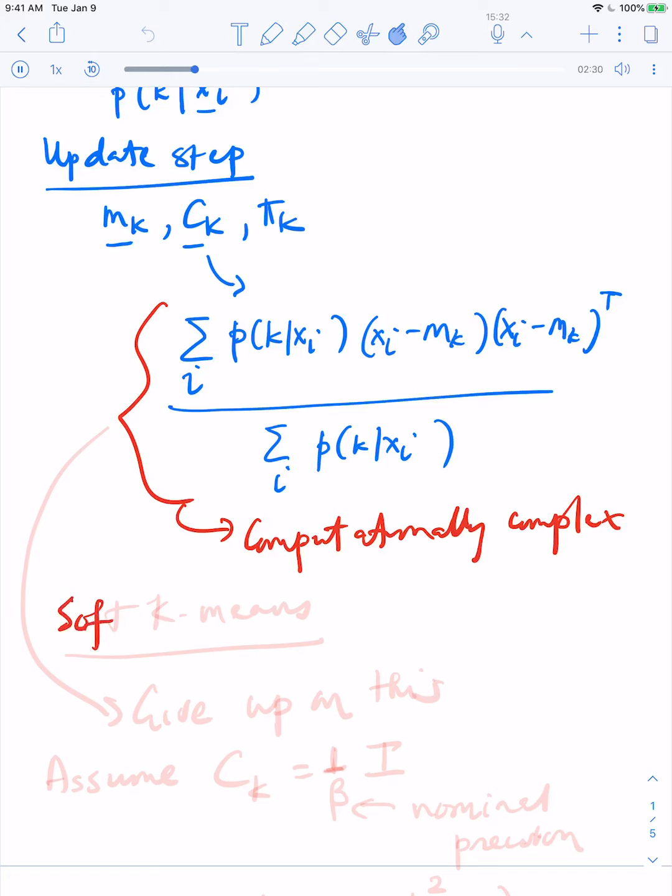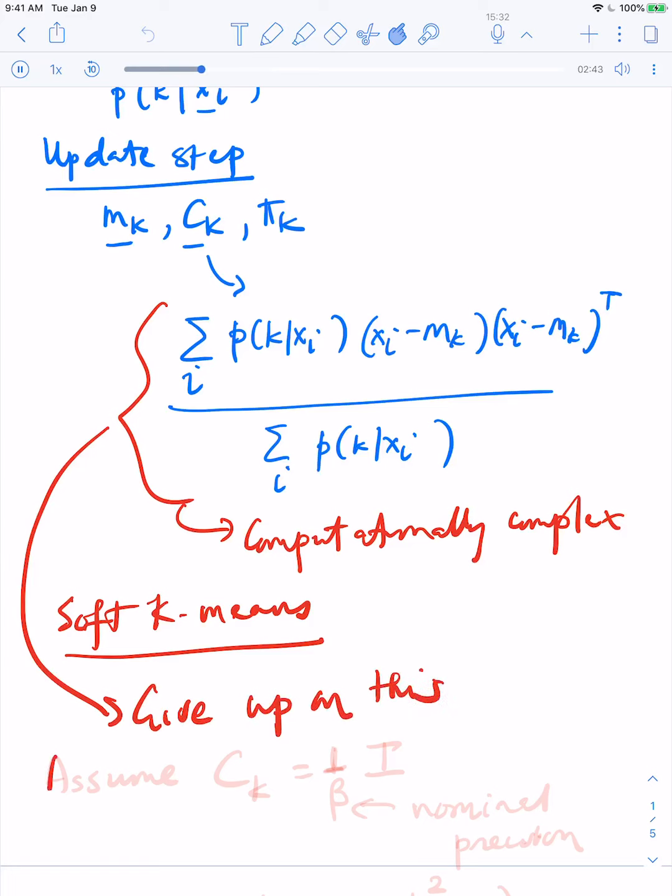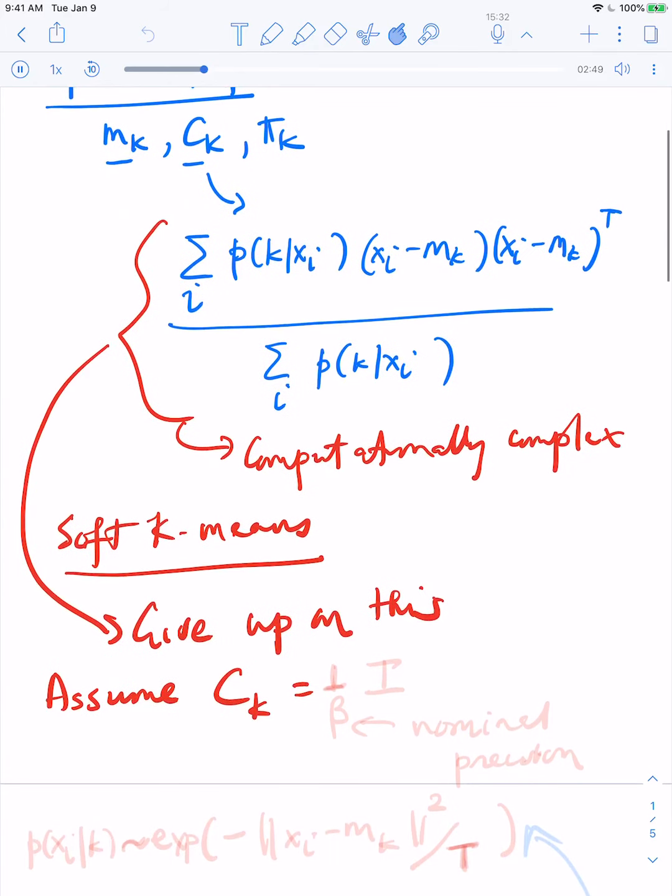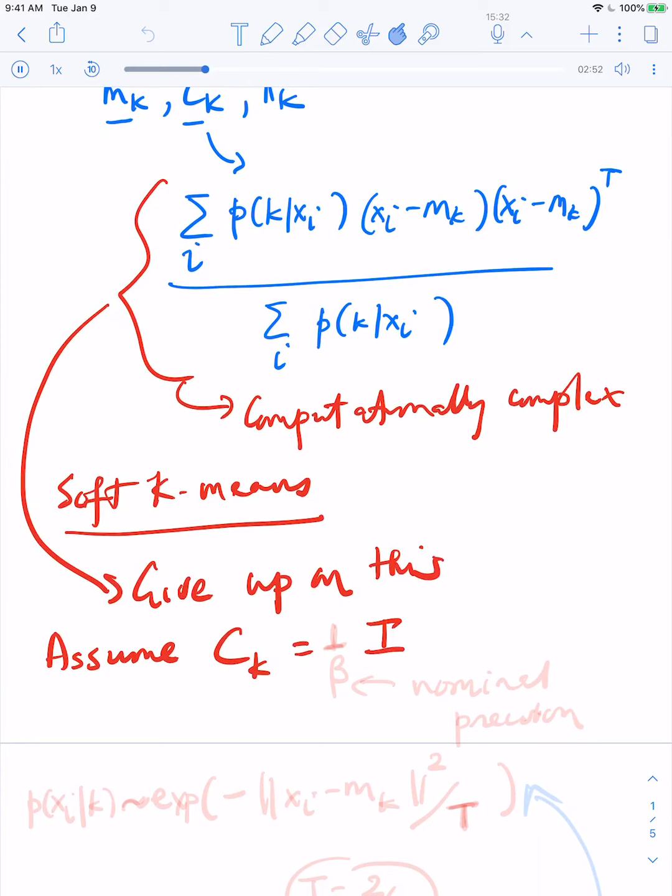So soft K-means, what does it do? It basically gives up on the covariance. Just assume some form of the covariance. Assume that all the covariances are white. So they're the identity matrix times some scaling factor. The scaling factor is the variance per dimension, or 1 over the precision. So this is my nominal precision. I'll just assume it is something.